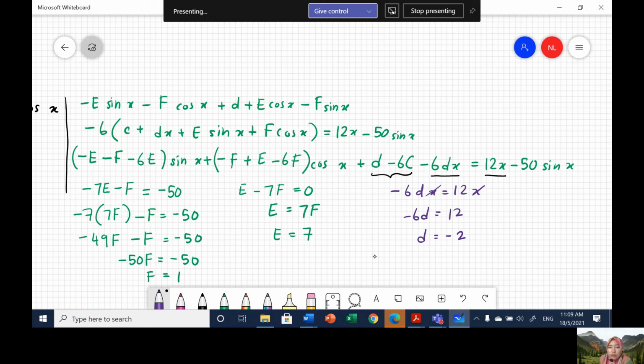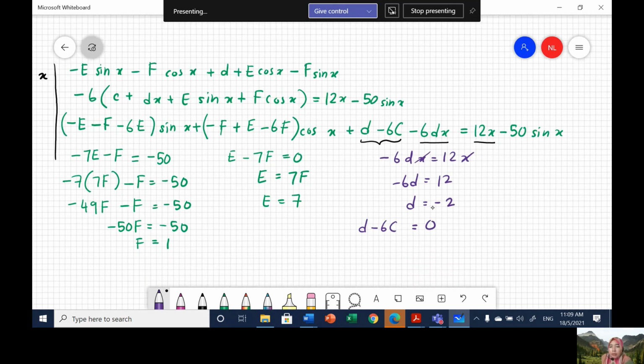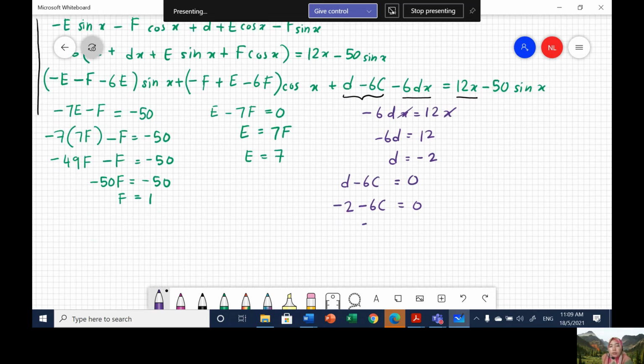Okay, and then we have one more equation. So d minus 6c equal to the right hand side 0. But previously we have arrived at the solution of d, so we can substitute here. Negative 2 minus 6c equal to 0. Now we have negative 6c equal to 2. So c is negative 2 over 6, or negative 1 over 3, equivalent value.